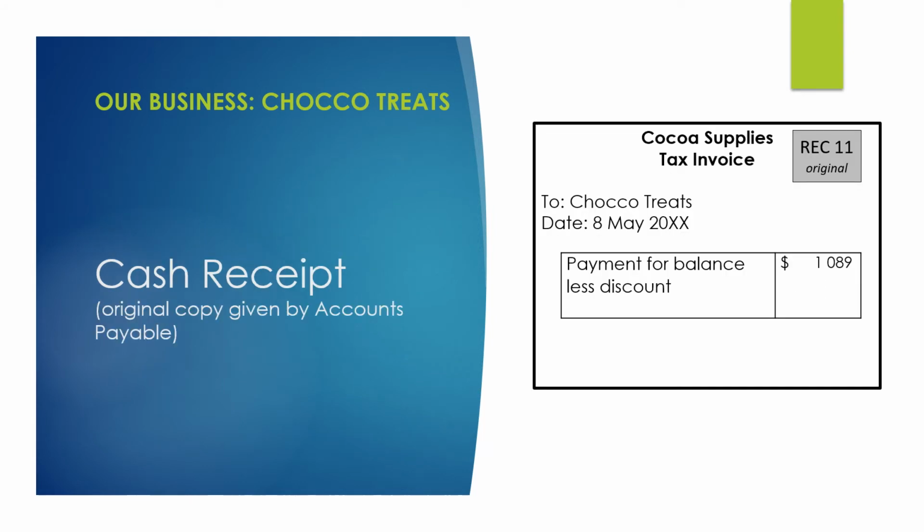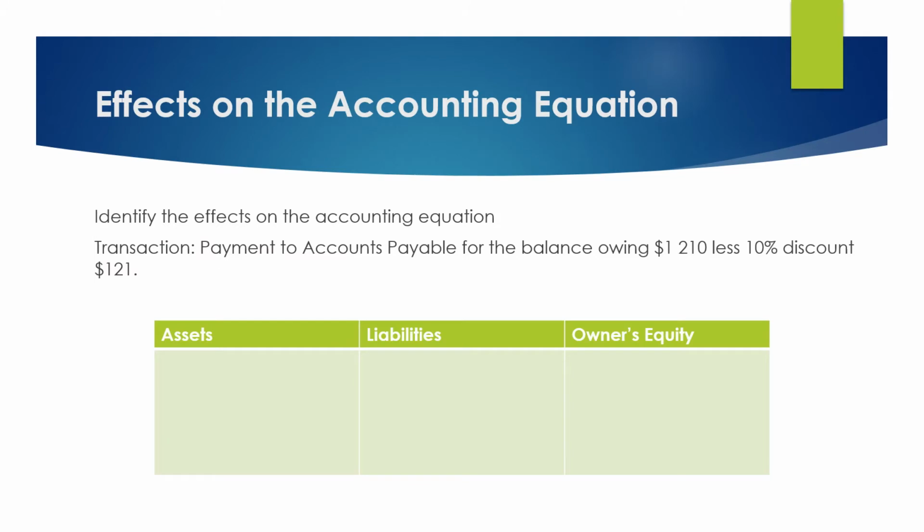After payment is made, Cocoa Supplies might also issue a cash receipt to Choco Treats to confirm that payment has been made for the balance owing. Here we can see in the cash receipt that payment has been made for the balance less discount, totaling $1,089. Now let's identify the effects on the accounting equation for the following transaction.